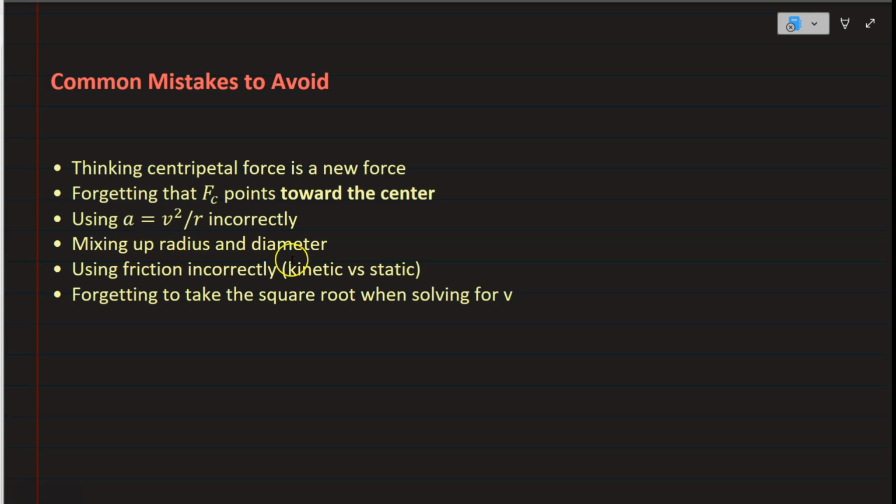Mixing up radius and diameter, be careful with that. If your diameter is given to you, you have to divide it by 2. And then using friction incorrectly, kinetic versus static. Of course, the one that we just talked about was given as static friction, which is what you need, but be aware of that. And then forgetting to take the square root when solving for velocity.